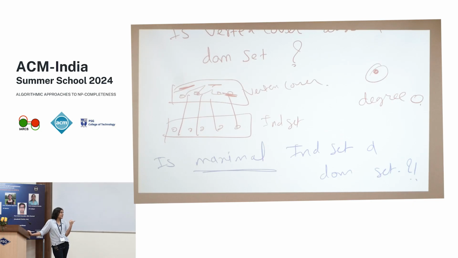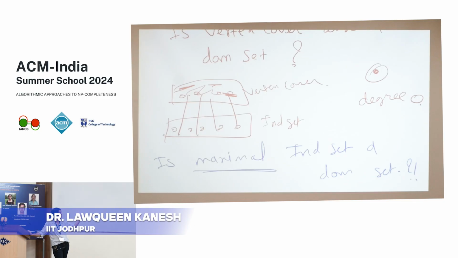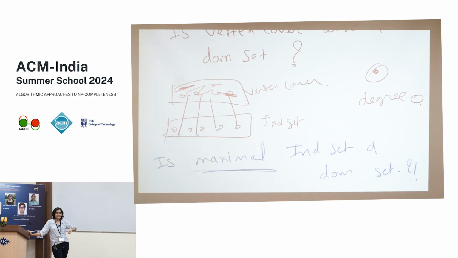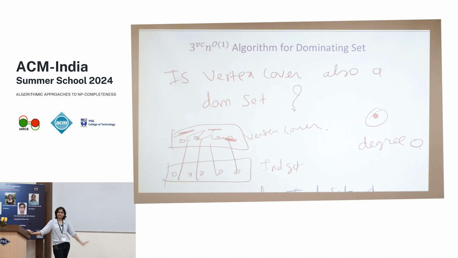Can I say a maximal independent set is also a dominating set? Yes, right? Because every vertex has at least one neighbor in that maximal independent set. Otherwise, I can add that vertex to my set and get a bigger set, and then the maximality is broken. So every maximal independent set is also a dominating set. We will exploit this fact, and then we will try to design some good algorithms for dominating set using vertex cover.